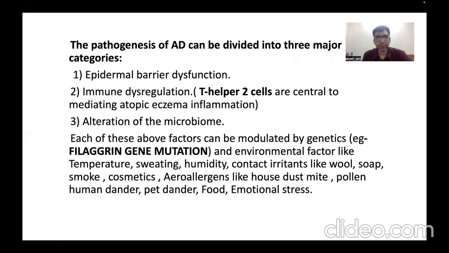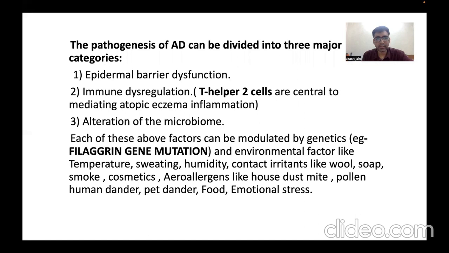Now, the pathogenesis of atopic dermatitis can be divided into three major categories. The first is epidermal barrier dysfunction. Second is immune dysregulation, that is, T helper 2 cells are central to mediating atopic eczema inflammation, Th2 cells. And third is alteration of the microbiome or microorganisms. Among these, the most important factor is epidermal barrier dysfunction.